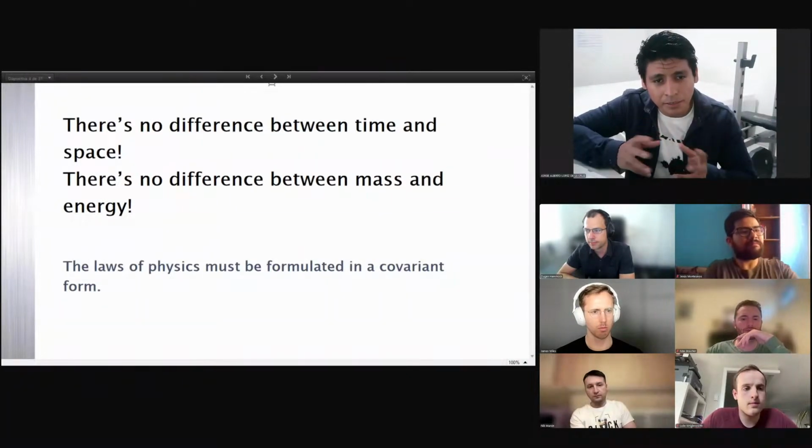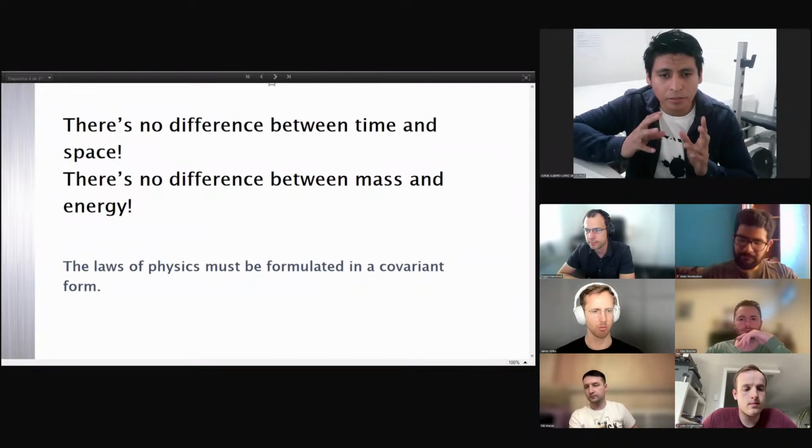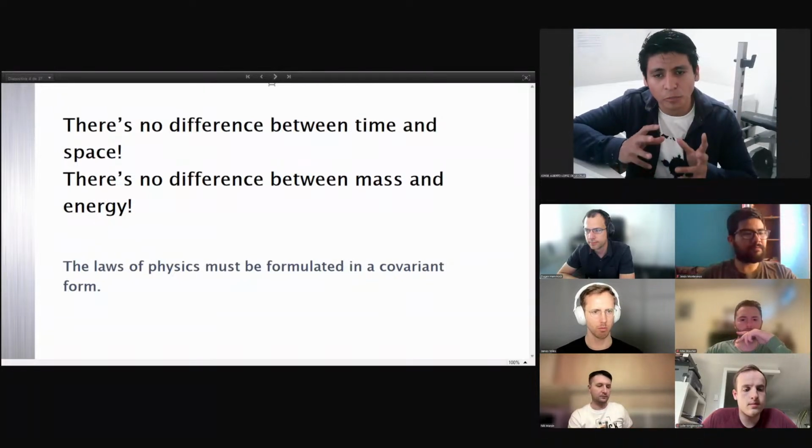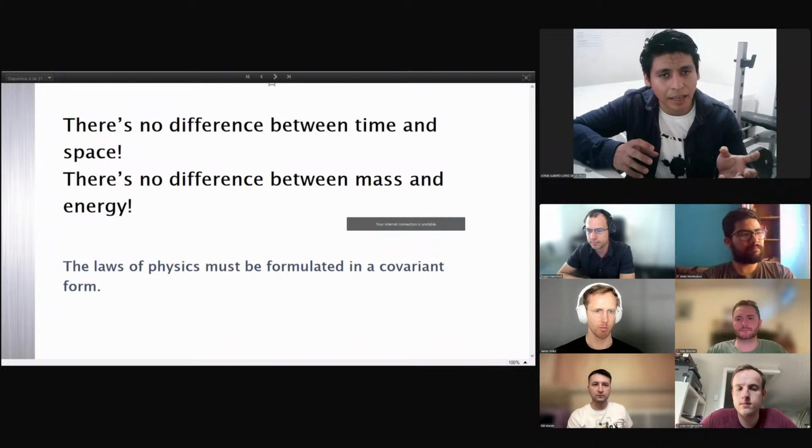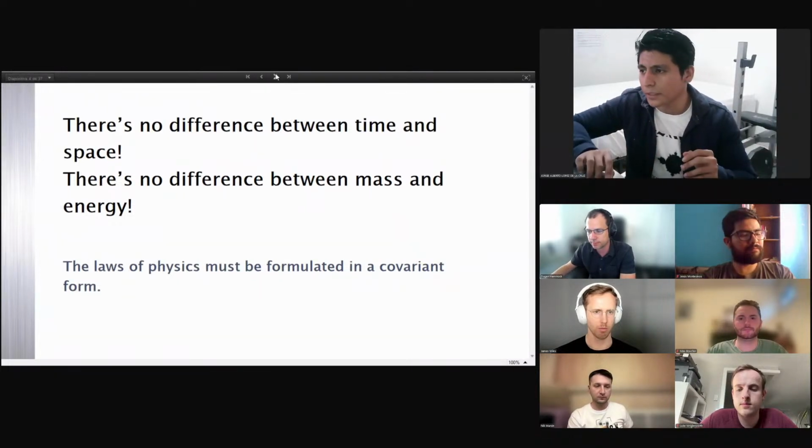What is the lesson? The laws of physics must be formulated in a covariant form. What does that mean? It means that the laws of physics, the equations that express the physics, have to have the same form in the time coordinate and also in the space coordinates. All right, keep this in mind.